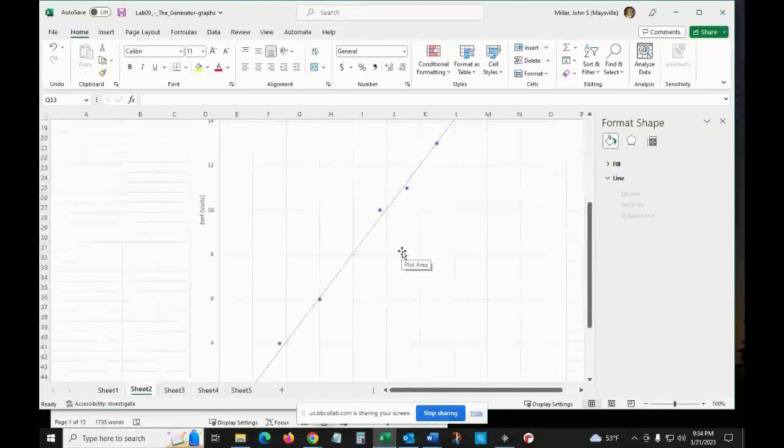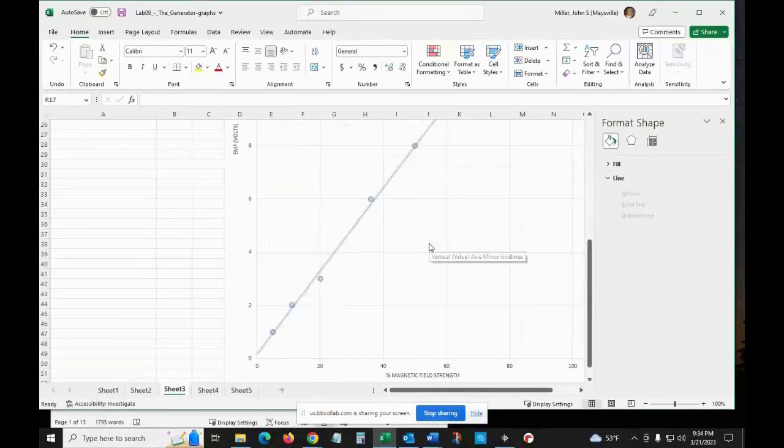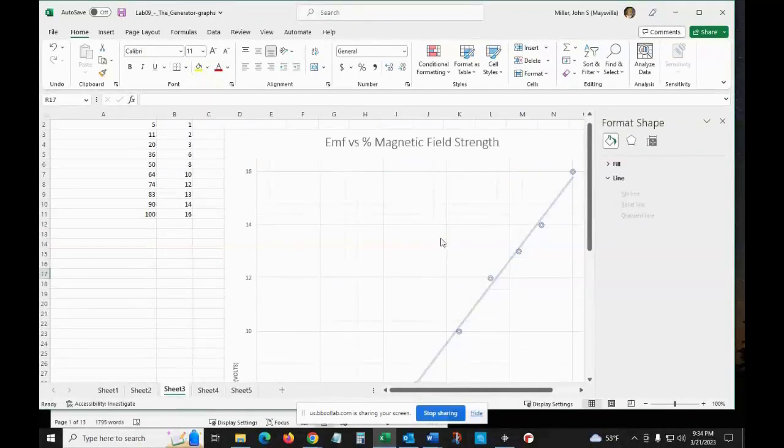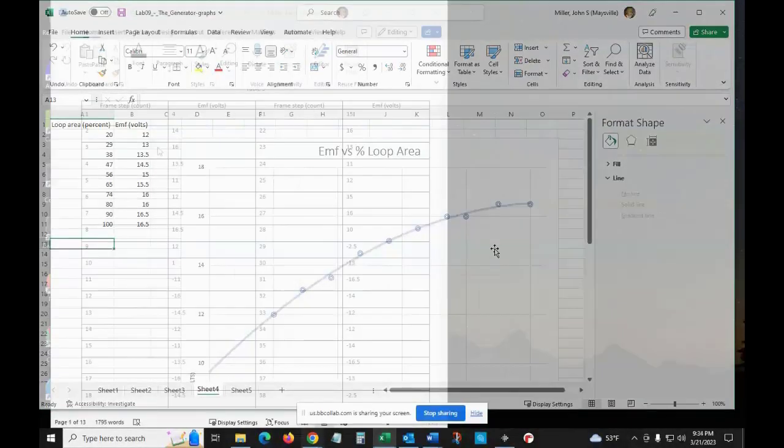In practice, this is true except for the plot of EMF versus percent area. For me, this one has a curve to it. If your result is the same, that is fine. It may be necessary to fit it with a polynomial fit of some variable. In all of these cases, make sure to extend the fit to the y-intercept.